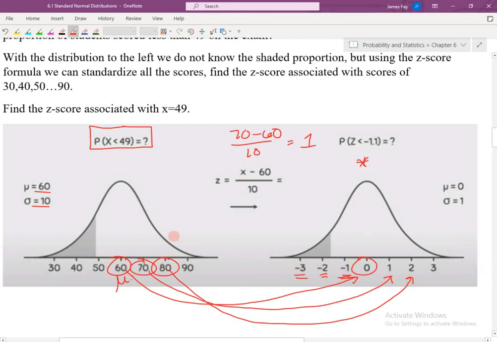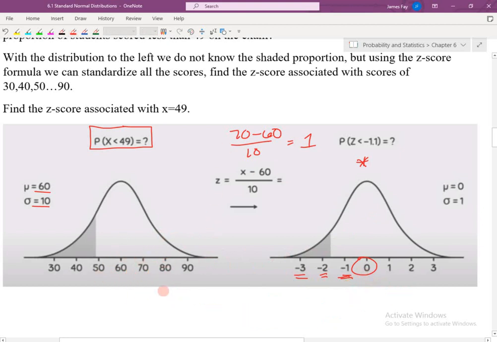But this is called standardizing. Now, if that's the case, a score of 49 would represent that area right there.